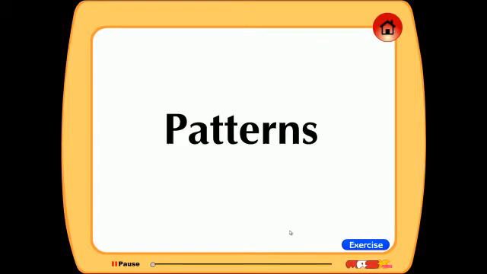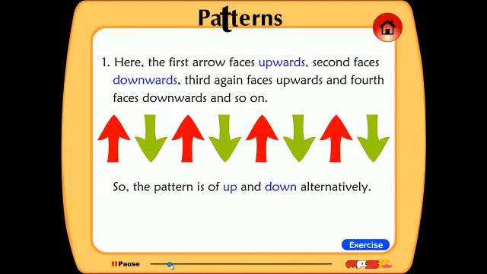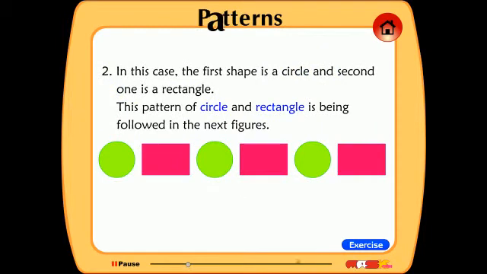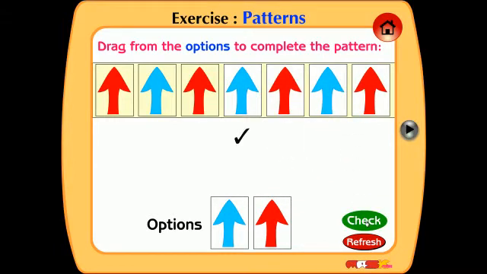Patterns. See the sequences of numbers. First shape is a circle. Drag from the options to complete the pattern. Right.